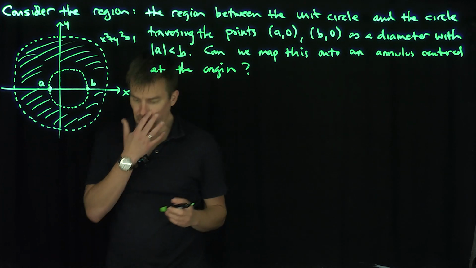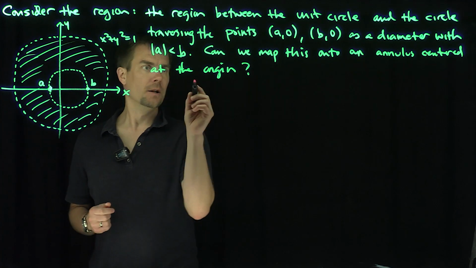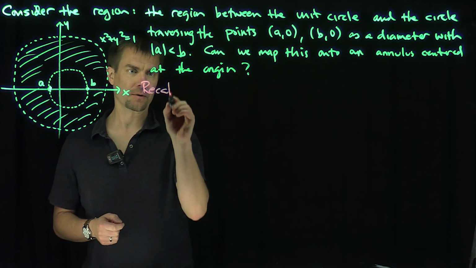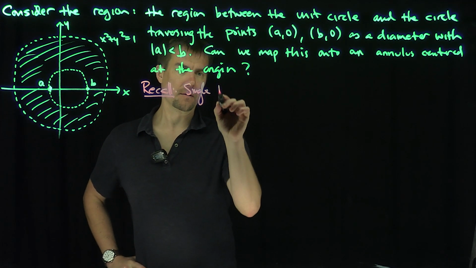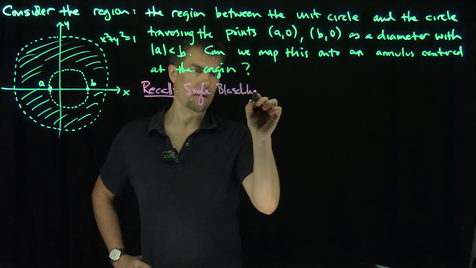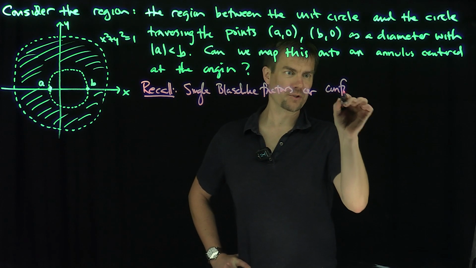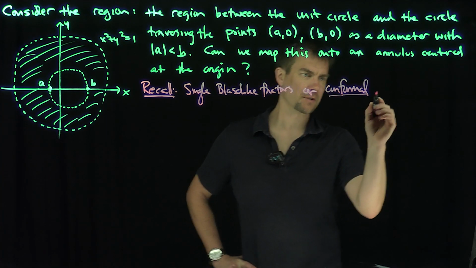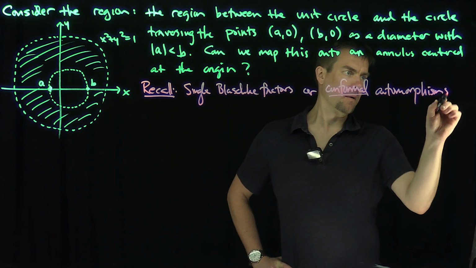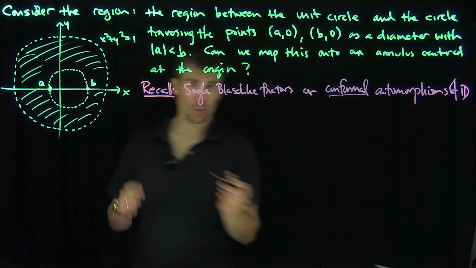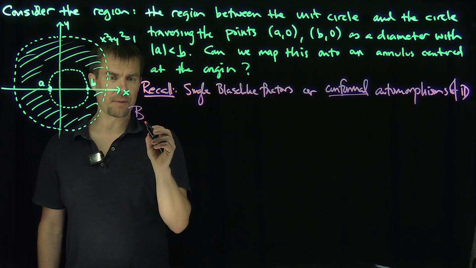To do this, we want to recall a very nice collection of functions. Let's recall we have our Blaschke factors, our conformal automorphisms. We have single Blaschke factors, the conformal automorphisms of the unit disk. Conformal is a key there. So what are these single Blaschke factors? These Blaschke factors are the following.